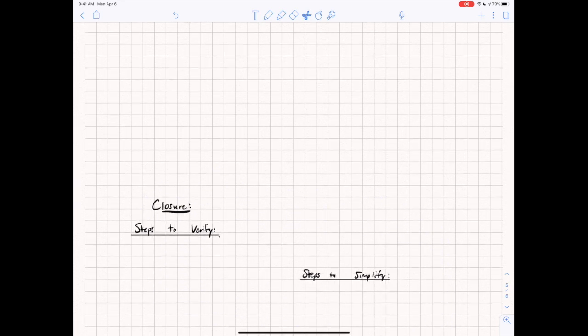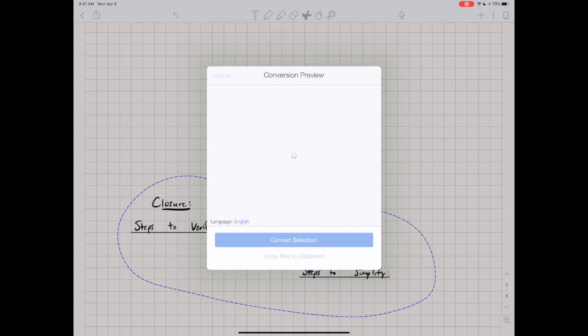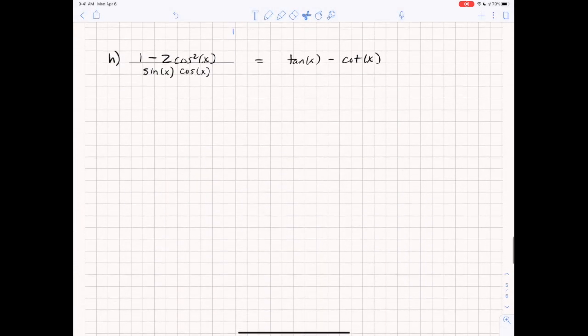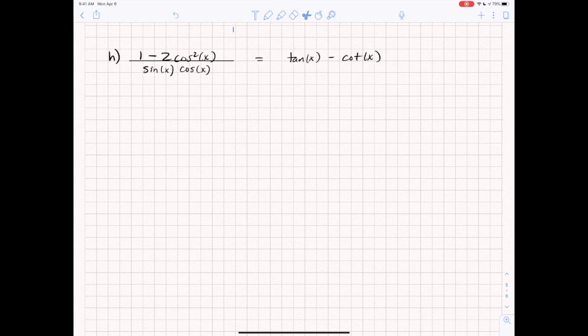So I just have a little bit of space, and then we'll talk about this in a minute. So last example here, so H. I have 1 minus 2 cosine squared over sine x cosine x is equal to tangent x minus cotangent x. Okay, this is going to be a little tricky, but I think we can figure it out.